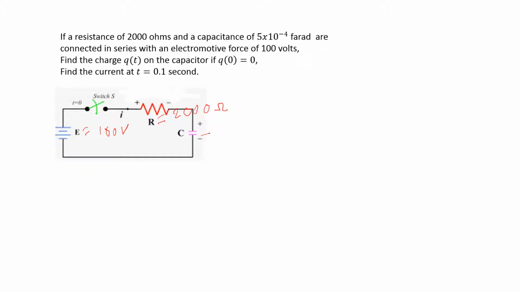And you're given the capacitance as 5 times 10 to the negative 4 farad. Again, the derivation for the differential equation for this circuit is beyond the scope of this course. Instead, we're just going to accept this one. The relationship between Q and E is that R dQ/dt plus 1 over C Q is equal to E.